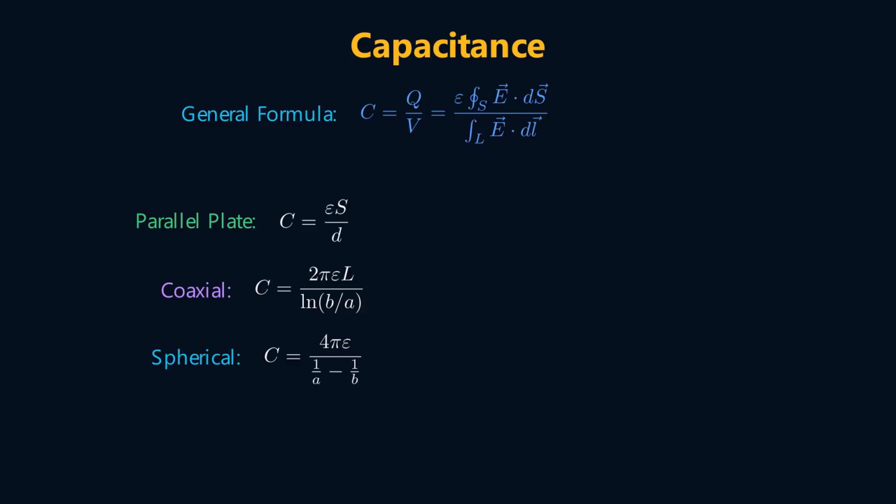For a coaxial cable with inner radius A and outer radius B, the field varies as 1 over rho. The capacitance per unit length is C equals 2 pi epsilon L divided by the natural logarithm of B over A. For concentric spheres with radii A and B, the field varies as 1 over r squared. The result is C equals 4 pi epsilon divided by the quantity 1 over A minus 1 over B.